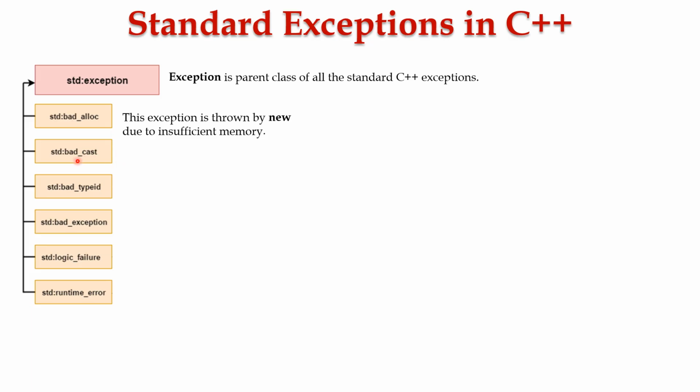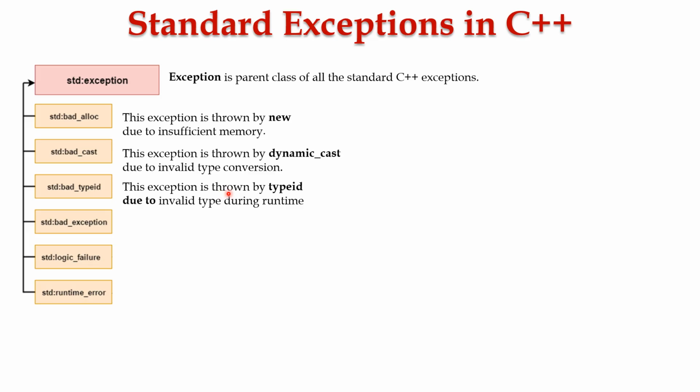Next comes bad_cast. This exception is thrown by dynamic_cast during invalid type conversion. Next, bad_typeid. This exception is thrown by typeid due to invalid type during the runtime. Next, bad_exception subclass. This is a useful device to handle unexpected exceptions in a C++ program.